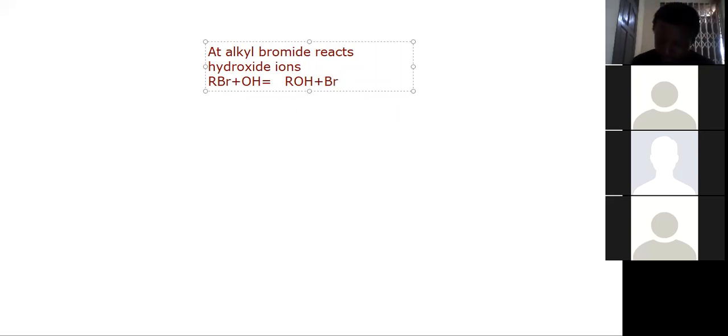Now the question reads: write the rate equation for the reaction and give the units of the rate constant. So we should write the rate equation of the reaction. Who can help me write the rate equation?